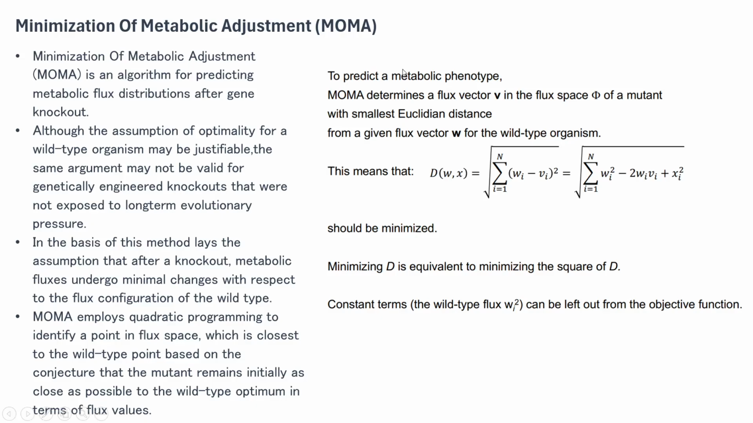To predict a metabolic phenotype, MOMA determines a flux vector in the flux space of a mutant with the smallest Euclidean distance. So in this case, they are minimizing the Euclidean distance between the two. There can be other distance parameters also that you can take. You can take entropy as a distance parameter. There can be many other distance parameters, but Euclidean is the most common one.